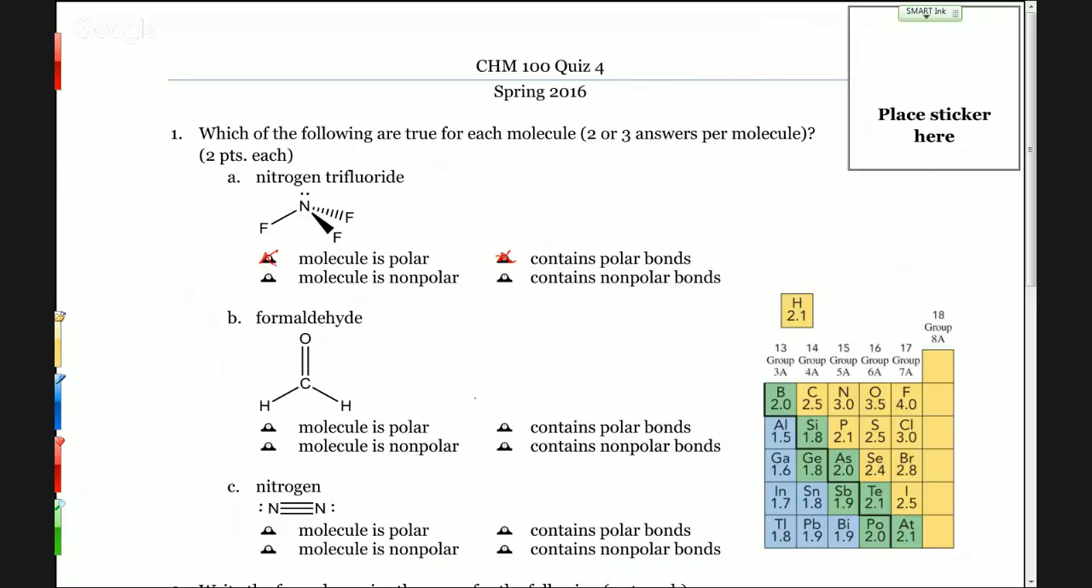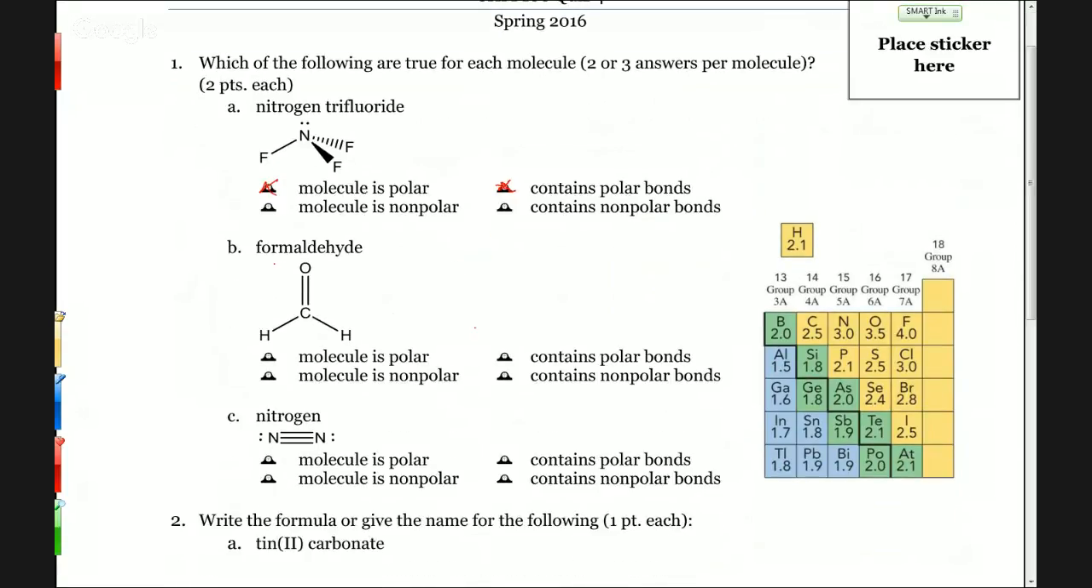All right, what about formaldehyde? Does it have any polar bonds? What's a polar bond? Right, the CO is a polar bond because there's a significant difference in electronegativity between those two. Does it have any nonpolar bonds? Yeah, the CH bonds are what we consider nonpolar, very small difference in electronegativity. So that one has both kinds. And then overall, is this molecule polar or nonpolar? Right, this is going to be polar.